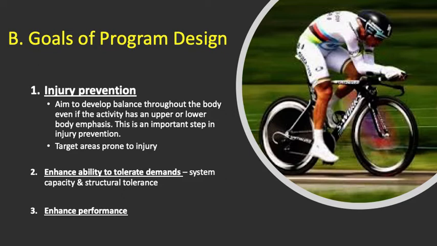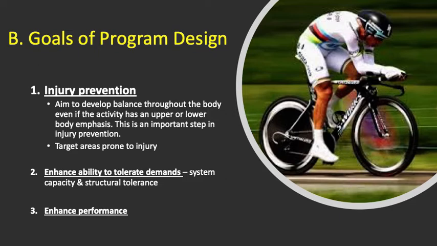And this is an important step in injury prevention. For example, you want to target areas prone to injury. So for that sport, you need to research as a practitioner in your needs and demand analysis, what are common injuries for that sport? Well, those common injuries, those joints and ligaments and muscles surrounding those common injury sites should be areas that you want to strengthen. Okay, so that's the first goal of program design, injury prevention.